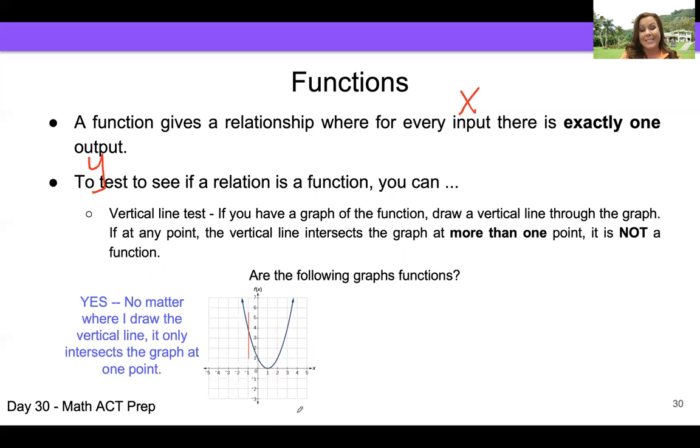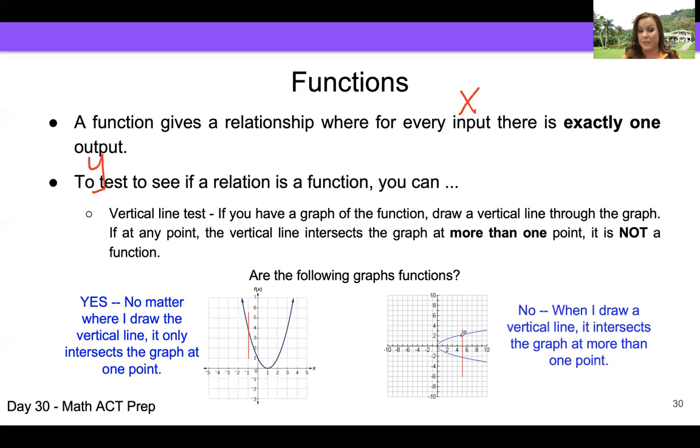But now let's take that parabola and let's turn it on its side. Okay. Now if I draw a vertical line, do you see where it touches twice? So this one is not a function. When x is 5, y is positive 2 and negative 2. It's not a function.